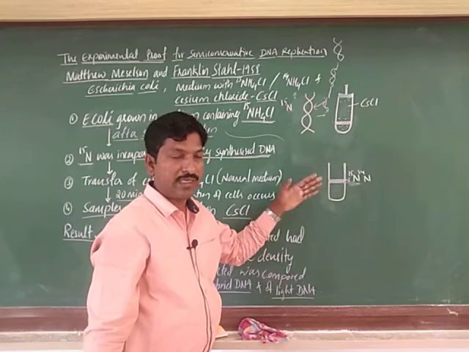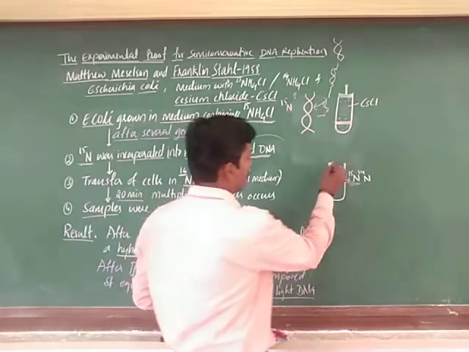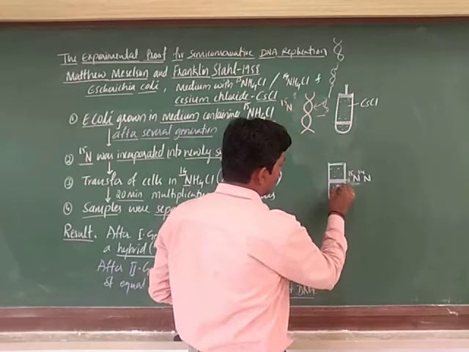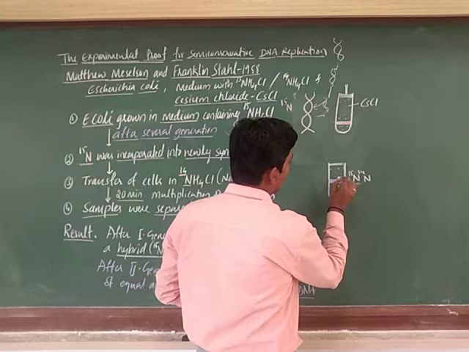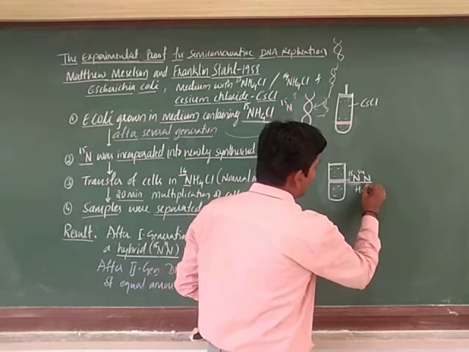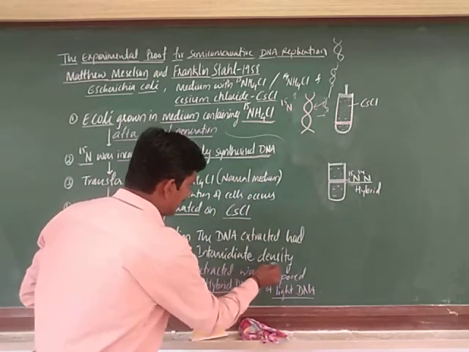So, based on the density, it will come at the middle of that test tube. This is cesium chloride as well, so we can show it as cesium chloride. Here it appears, and that is what we refer to as a hybrid, or intermediate density.